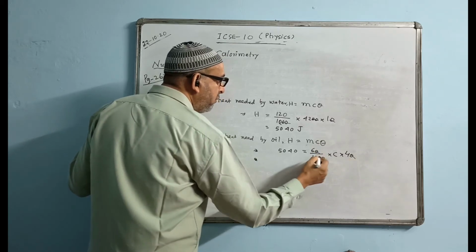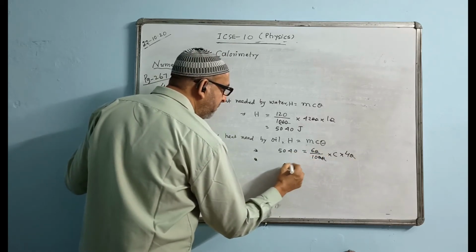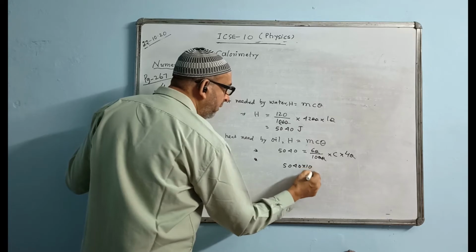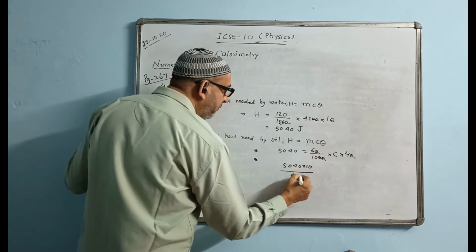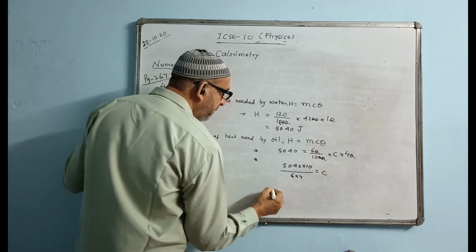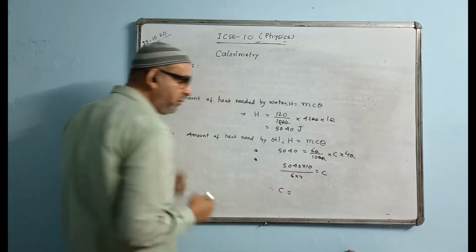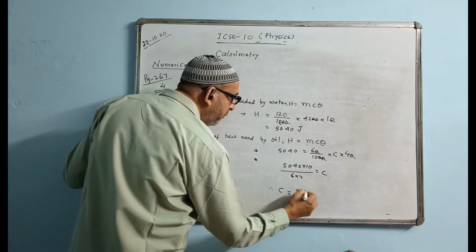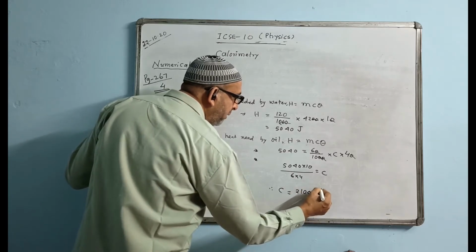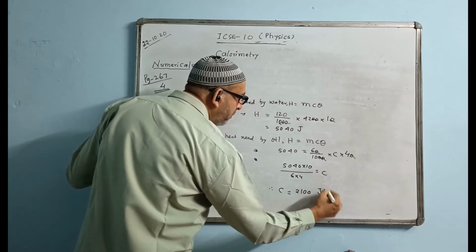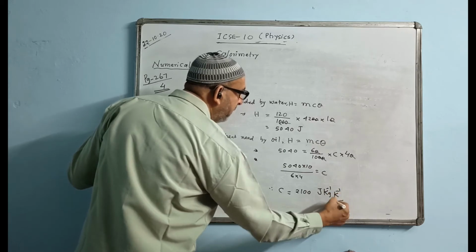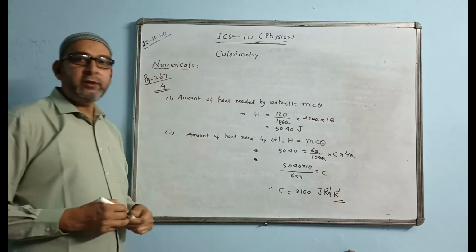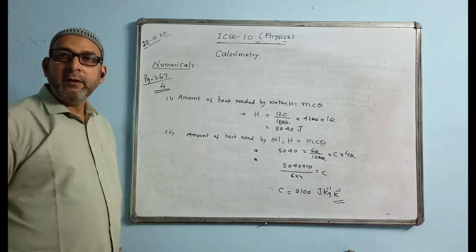10 cancels, 10 will go. Cross multiply. You get 5040 into 10 divided by 6 into 4 is the value of C. Therefore, calculate, cancel and find the value of C. The value of C will come 2100 exactly. Give the unit as joule per kg per Kelvin. That is the answer for C. You must give the unit properly.